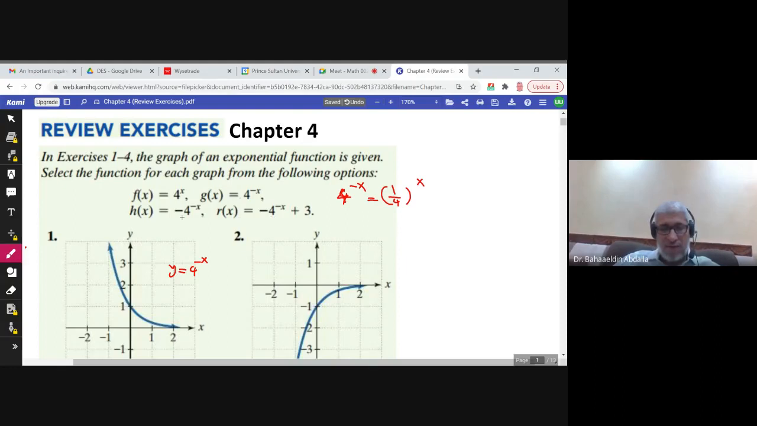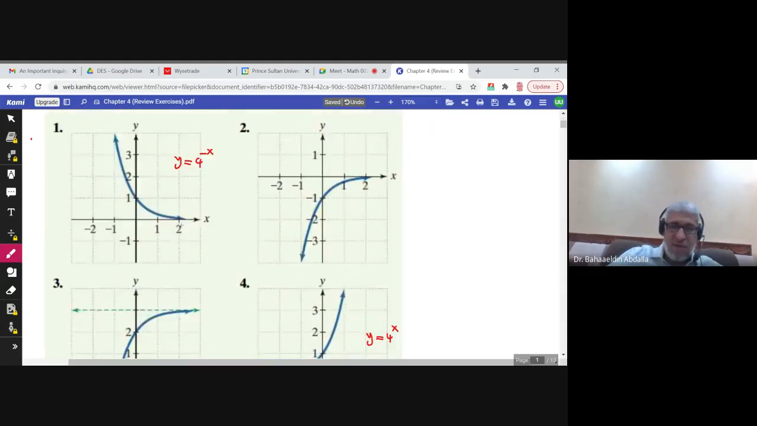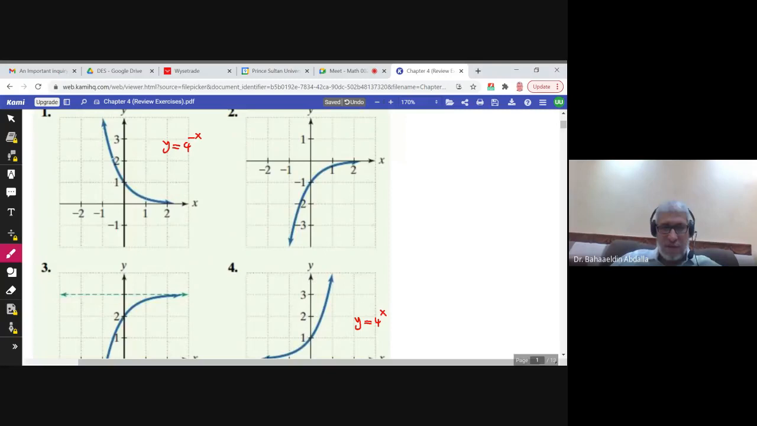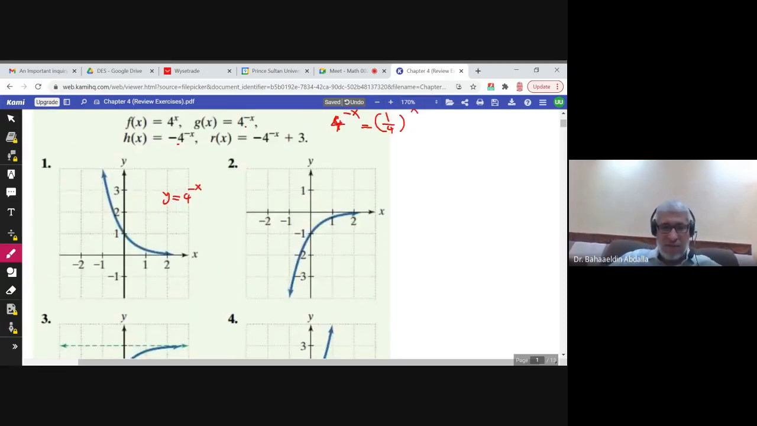Okay, now what about this function, h of x? It has the same graph as g of x. So this one and this one are similar, but this minus sign changes what? It reflects the graph of g about the x-axis. So if you reflect this graph in one about the x-axis, you have number 2. So this is negative 4 to the power negative x.